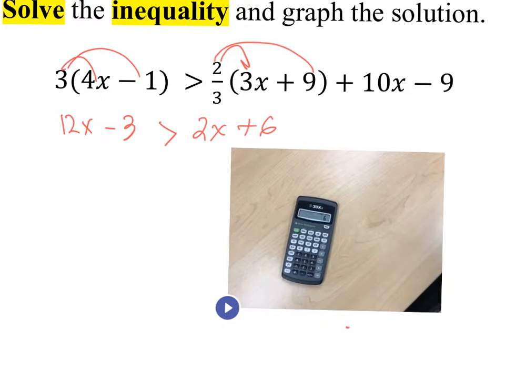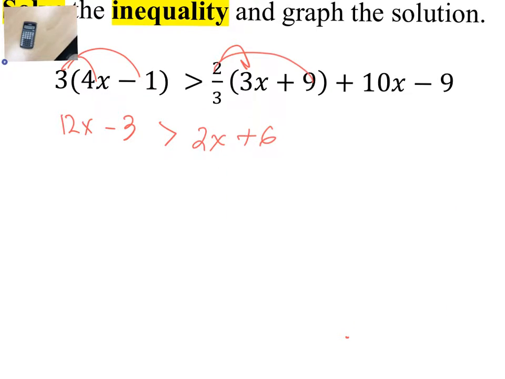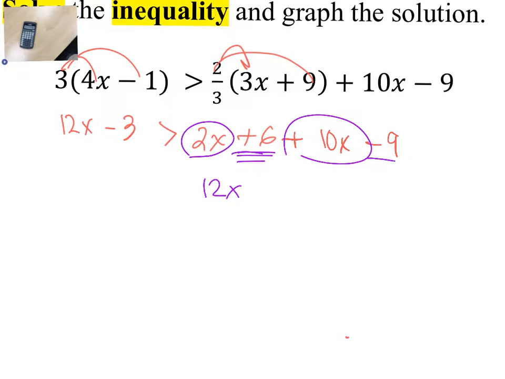And then you're going to continue. Yes. And then you do plus 10x and then minus 9. So let's finish this one first. 2x and 10x is 12x. 6 minus 9 is negative 3. And rewrite everything else. Now, 12x minus 3.